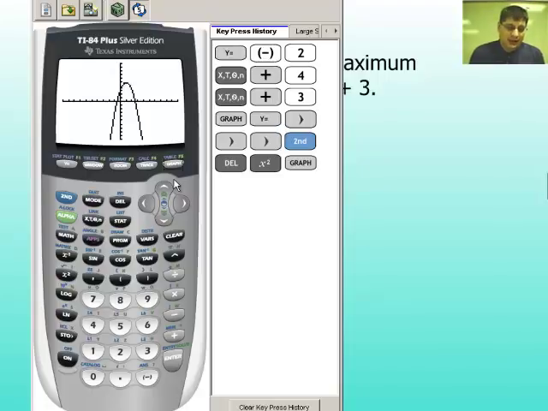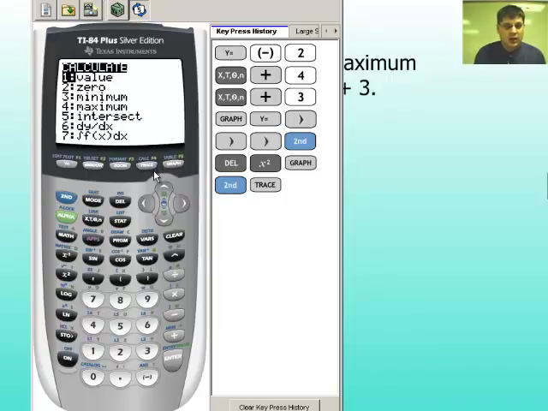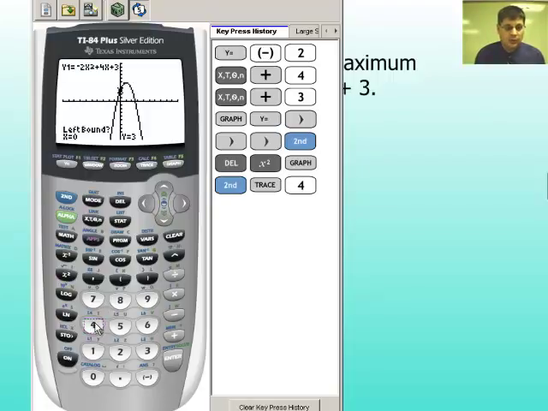Okay, so I clearly see it's opening down just like we anticipated, and the vertex is going to be a maximum. But instead of having to find the axis of symmetry and then plugging in the x value into the equation, then finding the y value to get the vertex, let's go ahead and do this. We're going to press second, and I hope you're getting this down, and then calc. And here we're given a list of options, and what we're trying to do is find a maximum. So I'm going to select option 4.